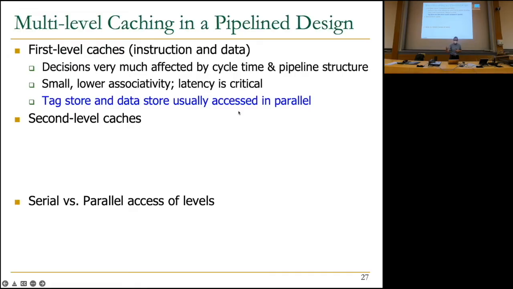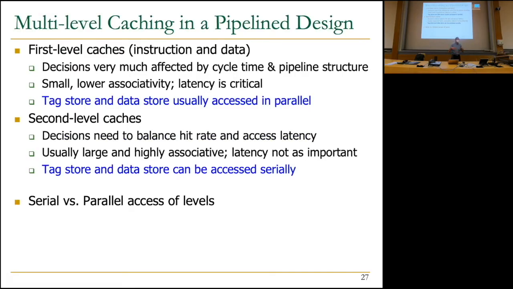Second level and later level caches, design decisions are more relaxed from the pipeline, let's say. So you actually, not as much latency dominated, let's put it that way. And also location dominated in your chip. As a result, decisions need to balance hit rate and access latency, and these are usually large and highly associative. Latency is not as important. It's not as important as in the first level caches, right?